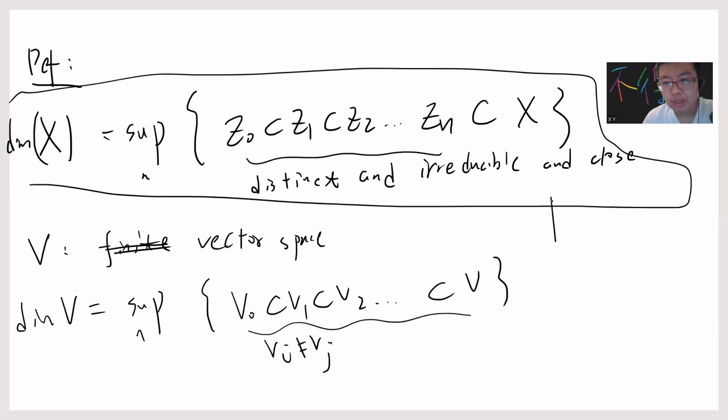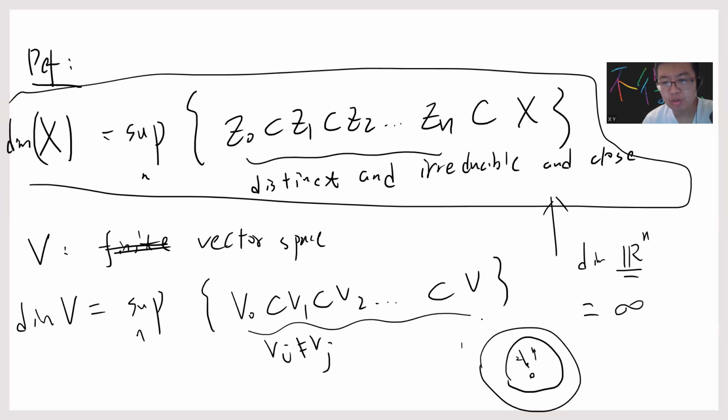Okay, but this definition is weird, right? For example, if you take the dimension of the standard Euclidean space, then you will get that the dimension is infinite, right? The reason is that you start from the origin and then you take radius 1, radius 2, radius 3, and they're all distinct, closed and irreducible, right? So they can keep going, so the dimension of R^n is infinite.